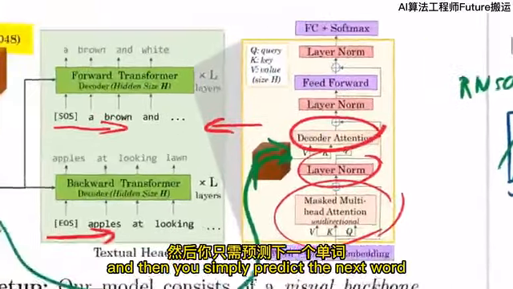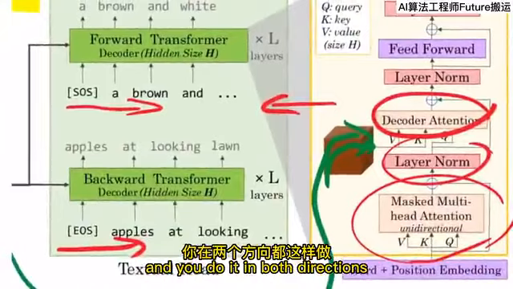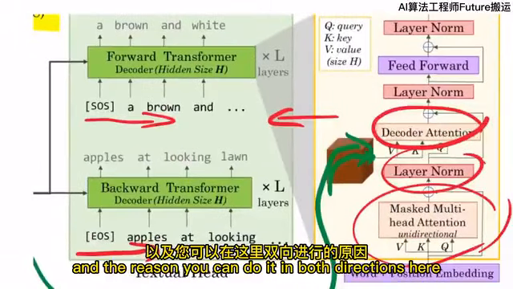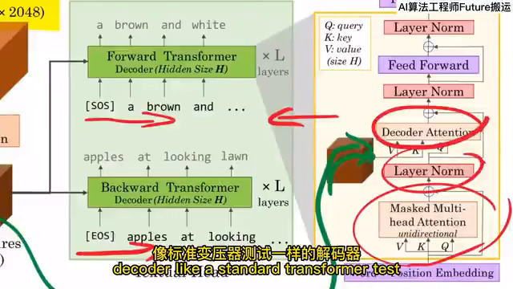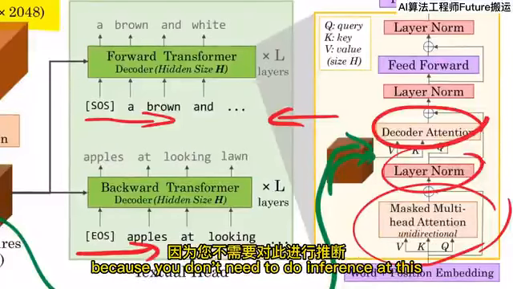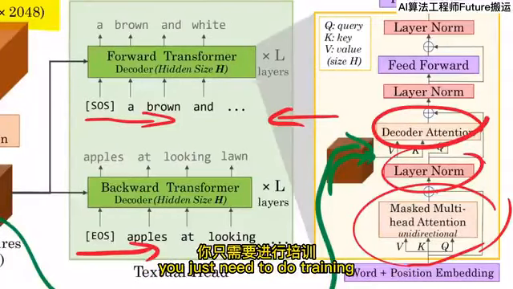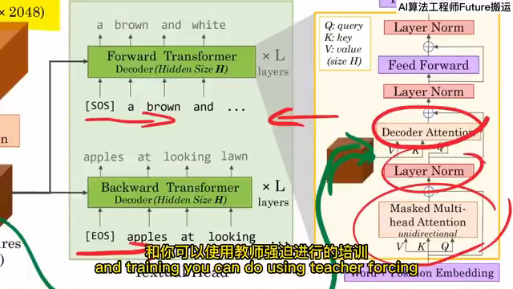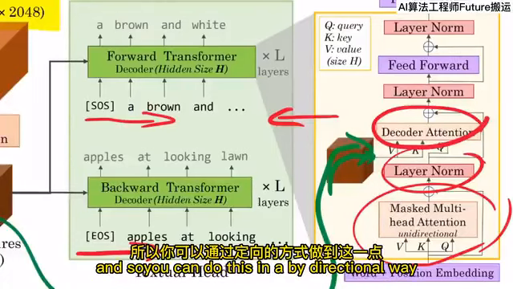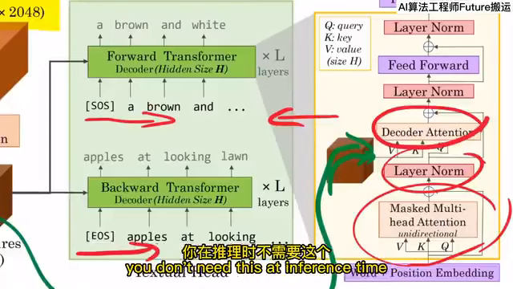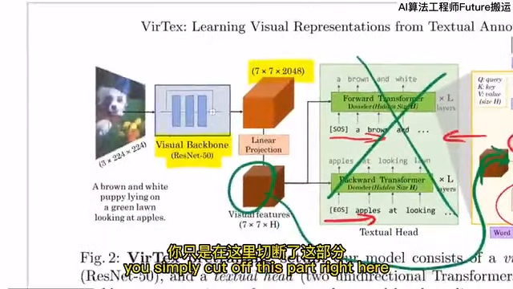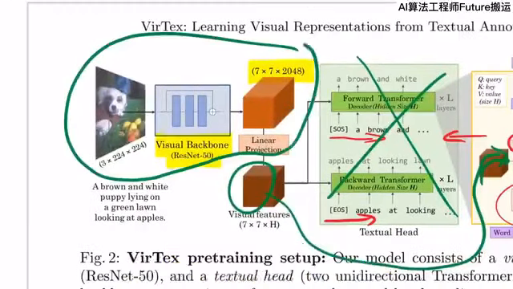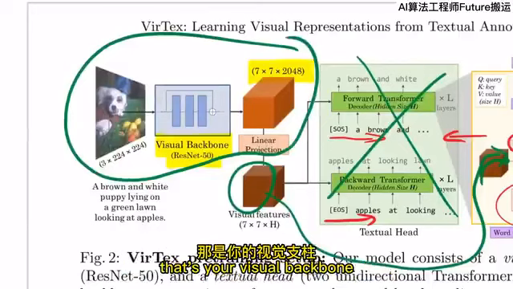And then you simply predict the next word, and you do it in both directions. The reason you can do it in both directions here, and this is not the case, of course, if you have a decoder like a standard transformer task, is because you don't need to do inference at this. You just need to do training, and training you can do using teacher forcing, so you can do this in a bidirectional way. You don't need this at inference time. So at inference time, you simply cut off this part right here. That's your visual backbone, okay?